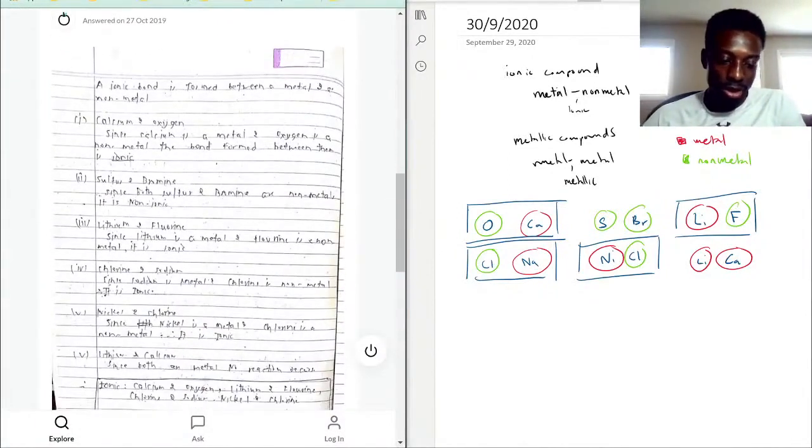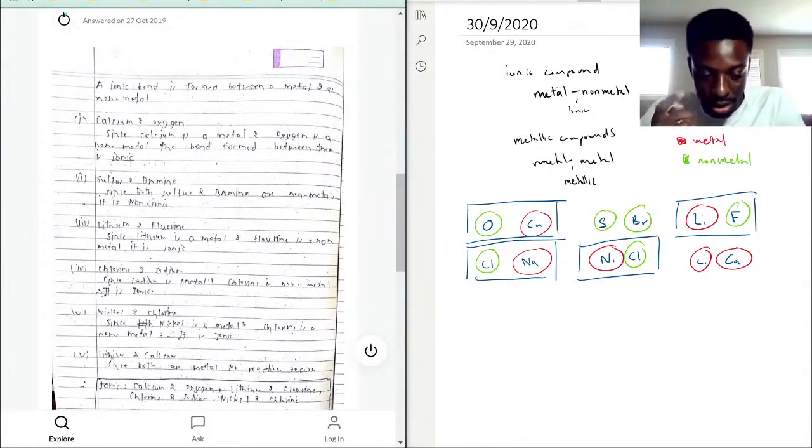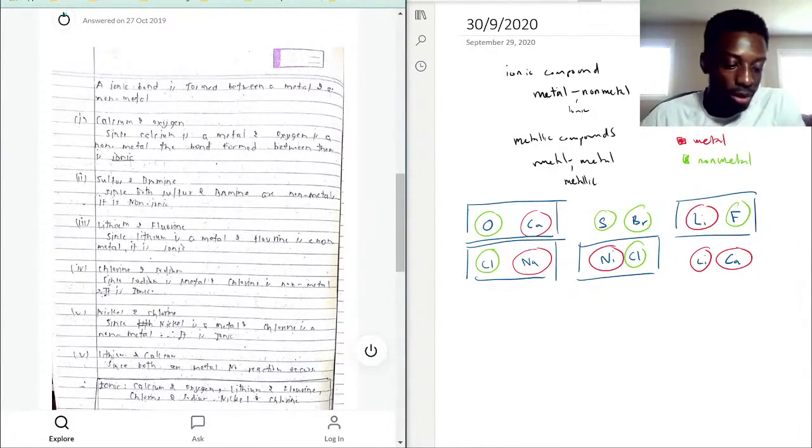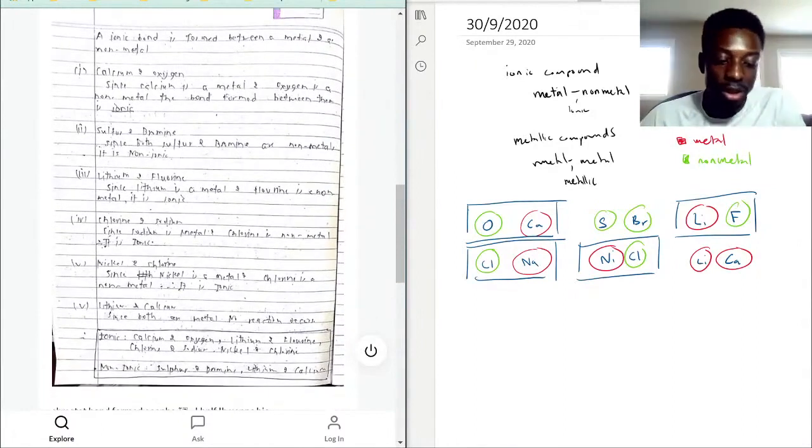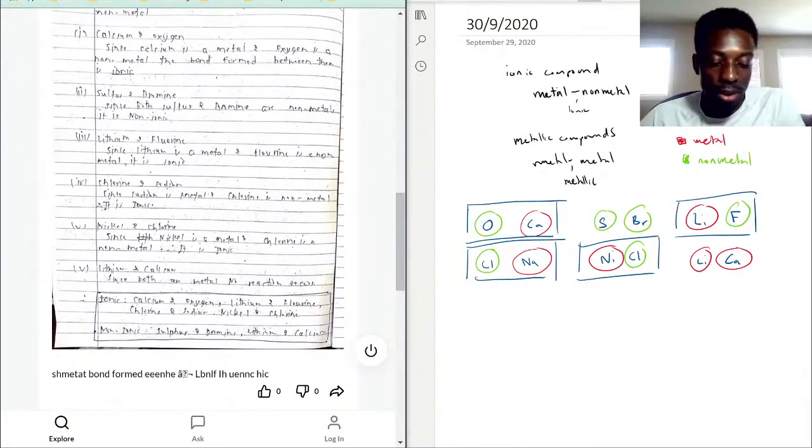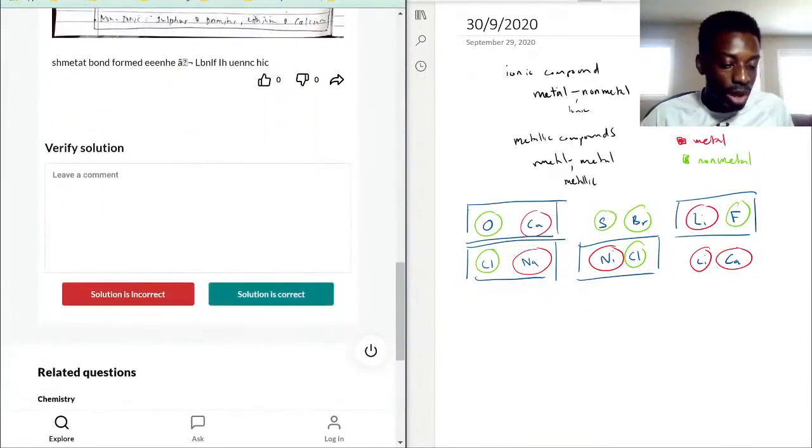So calcium and oxygen, they do say it's ionic. Sulfur and bromine, it's just a molecular compound, which is non-ionic. Lithium and fluorine, ionic. Chlorine and sodium, ionic, perfect. Nickel and chlorine, also ionic. And lithium and calcium, both are metals. This will be that metallic compound. And with that, they're correct.